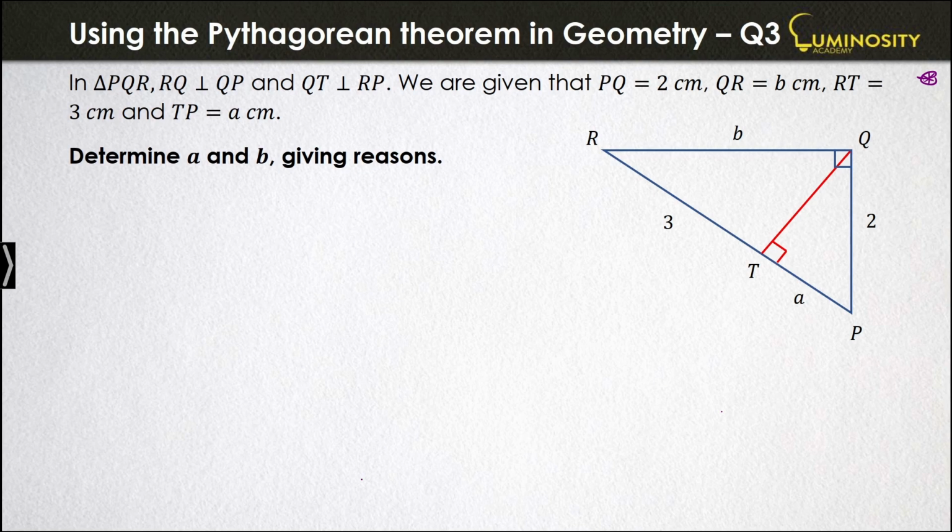In triangle PQR, we are given that RQ is perpendicular to QP. Okay, so it's a right angle triangle. And QT is perpendicular to RP. Okay, so this red line here.